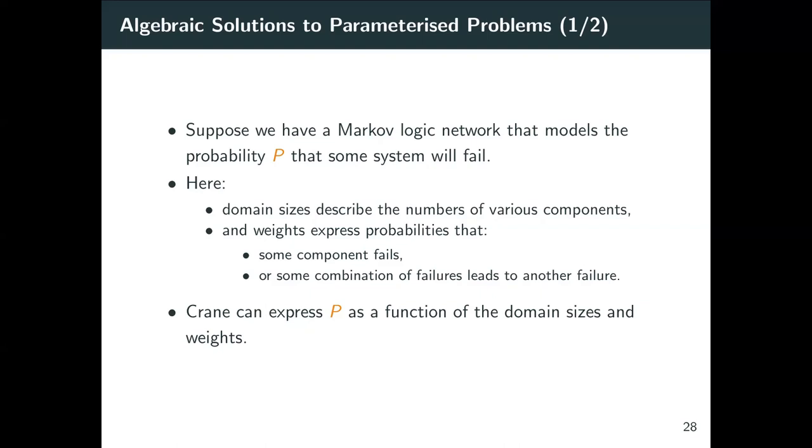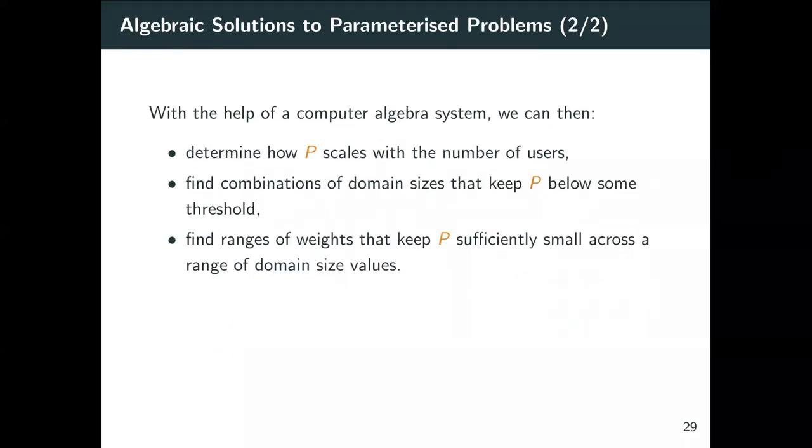So with something like Crane, we can express this probability P as a function of the domain sizes and the weights. Whereas previously with first order model counting, we would typically only evaluate that function on one point. With this more expressive format and some algebraic manipulation, we can consider these more high level questions. We can consider how this probability P scales with the number of users of the system. We could find combinations of domain sizes that keep this probability below some threshold. Or we might even turn to continuous optimization and consider ranges of weights that keep this probability sufficiently small across a range of domain size values.